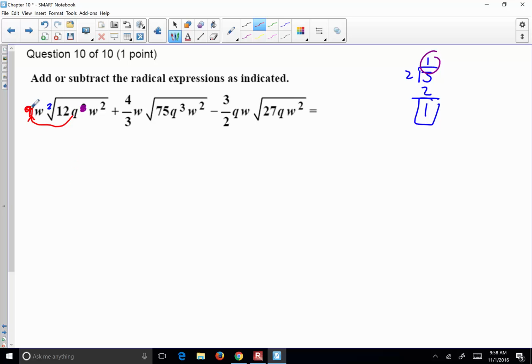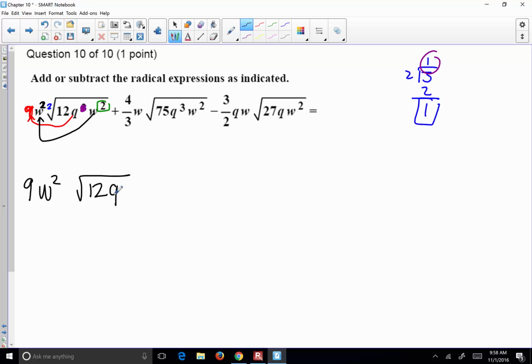q w, q w. Okay, how about this one? Yes, 2 in the pocket, 2 demanded, so they will pay off. And this guy will go join this guy. One more w coming in, and they make a square. So in the first radical, you have q w squared and 12 q left. Is that correct?